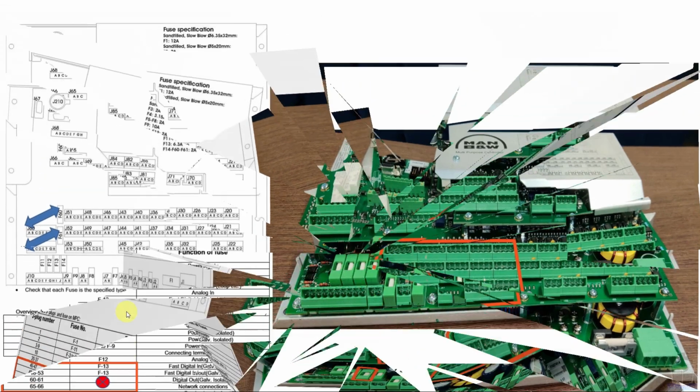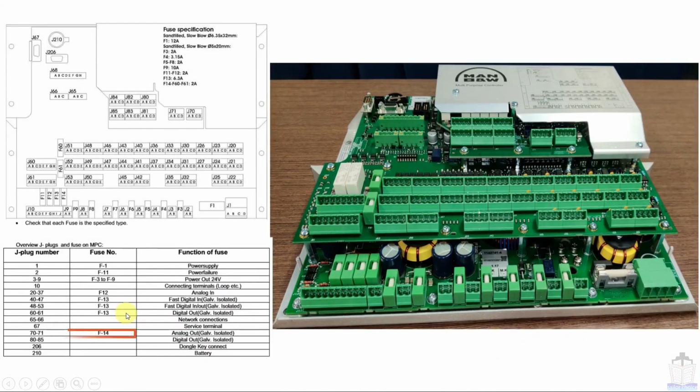Next is F14. F14 is located over here, and this supplies power to channel number 70 and 71. These are very important channels. So this fuse is also becoming very important.